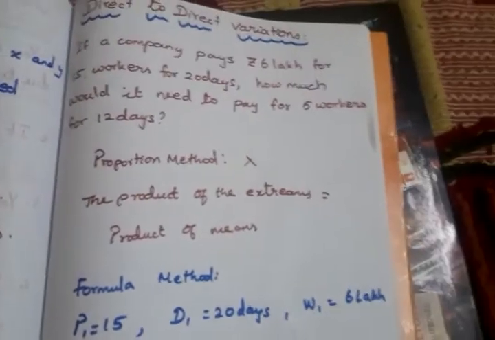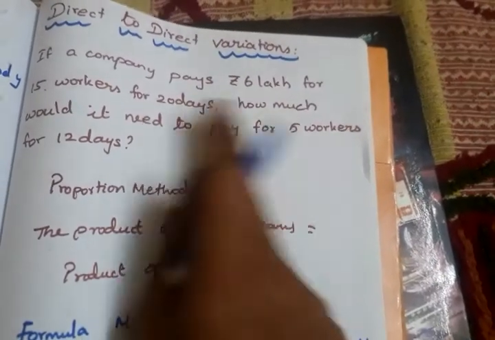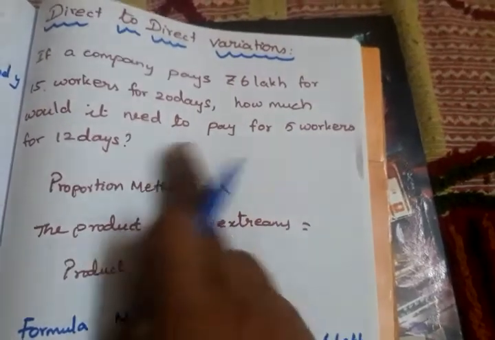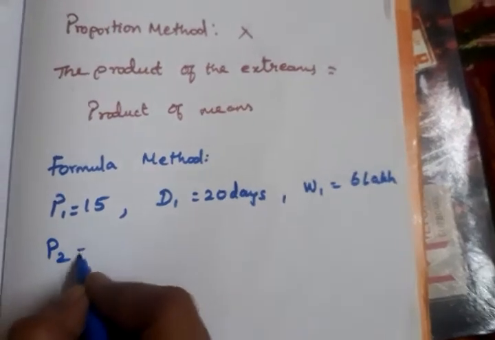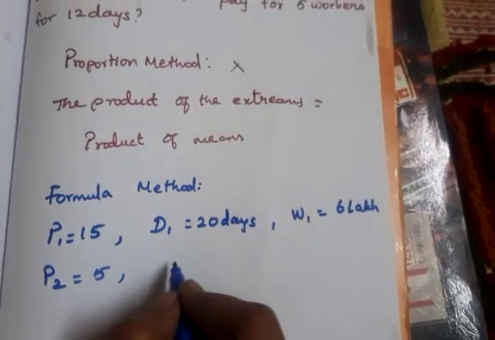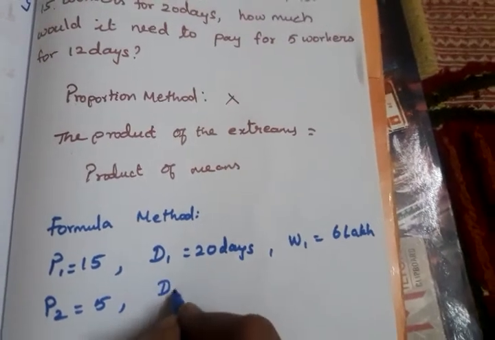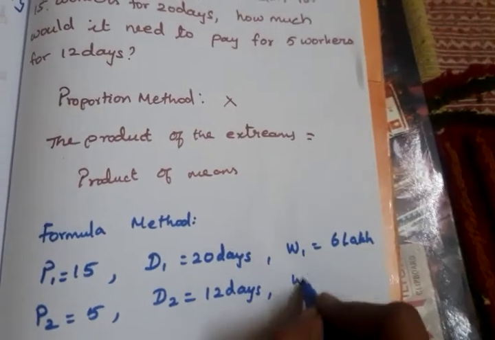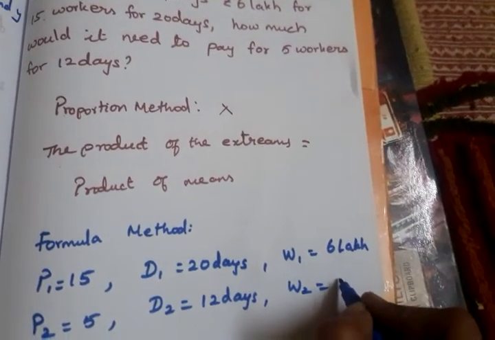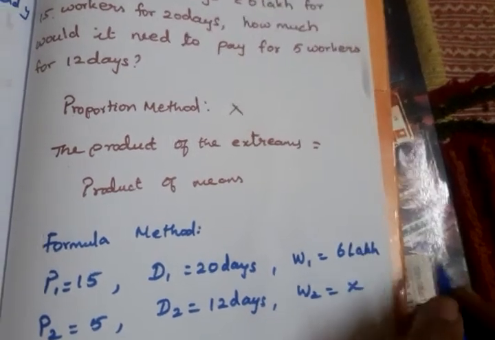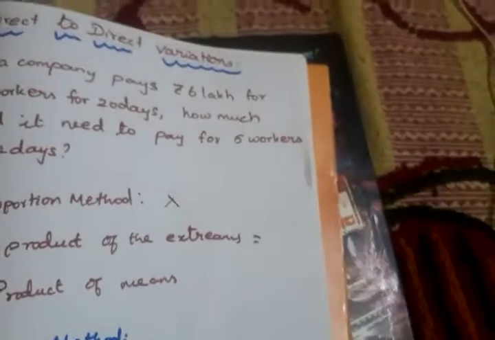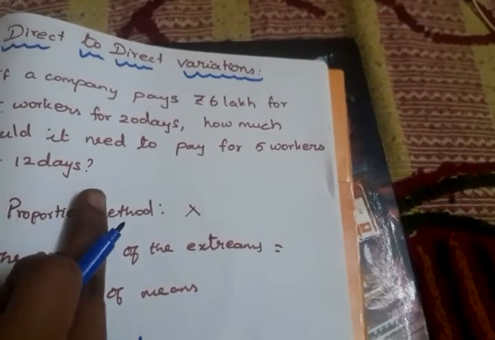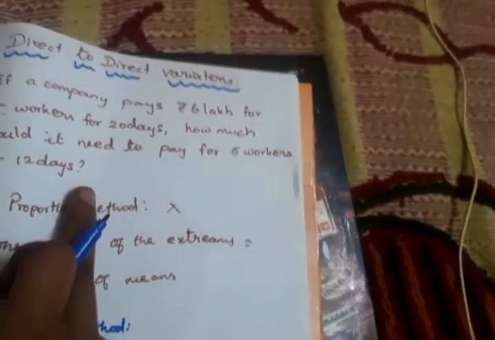Then next, second, how much would it take to pay 5 workers for 12 days? So workers, person, then P2, 5 workers. How many days? D2, 12 days. So the working time, that is Y to be X. Okay, so it isn't given, the W2. So now we are finding W2.